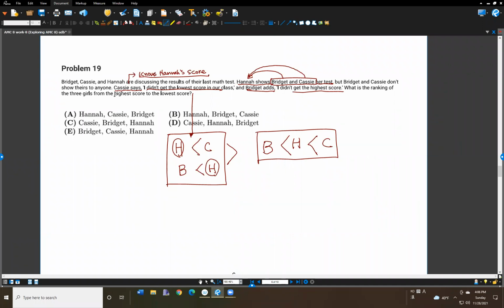Take over here. So which one is the ranking from the highest score to the lowest score? Cassie is the highest score. Next one is Hannah's score. Bridget is your lowest score, right? So C, H, B is the answer. So choice D over here. Cassie is the highest, Hannah is second rank, Bridget is last one. Any questions about this? It's a very simple logic. No? Okay, very good.